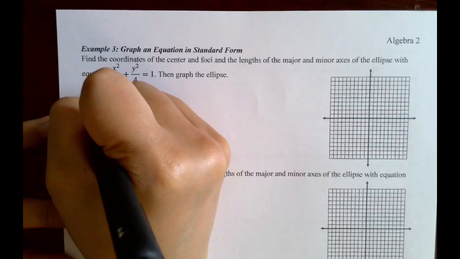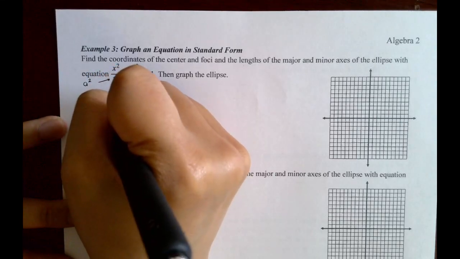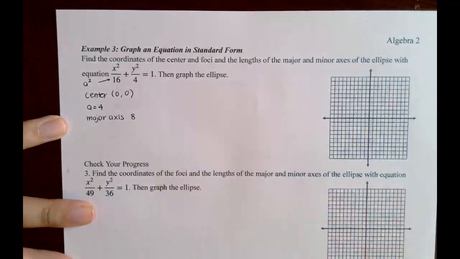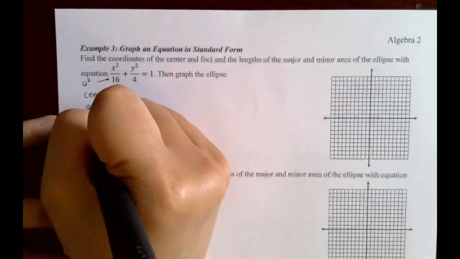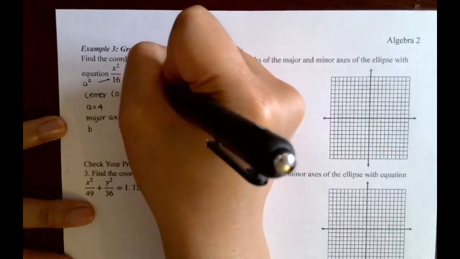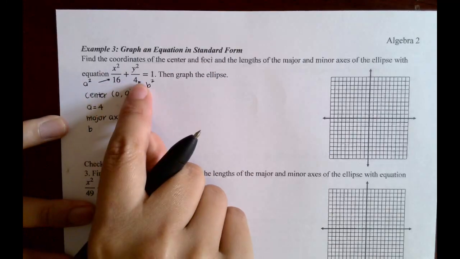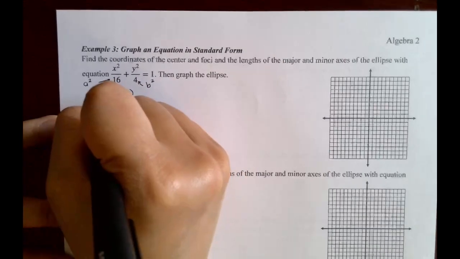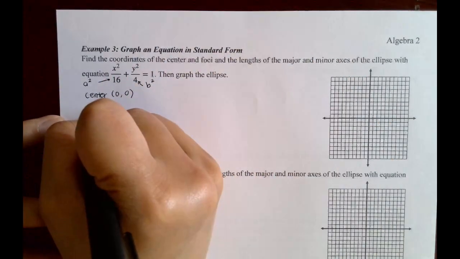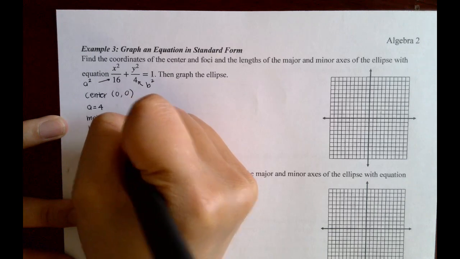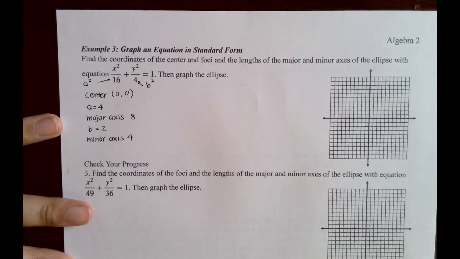So that means the major axis is going to be 2a, so the major axis has a length of 8. Because double that. Here, this is b squared. I know that because 16 is bigger than 4, so that's why. So b here would then be 2, because the square root of 4 is 2. So the minor axis is double that. So the minor axis is 4. That's the length of it.